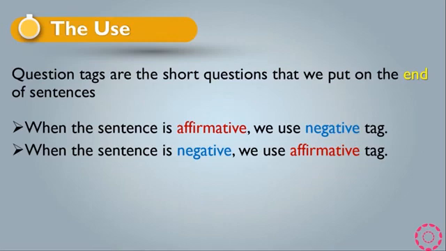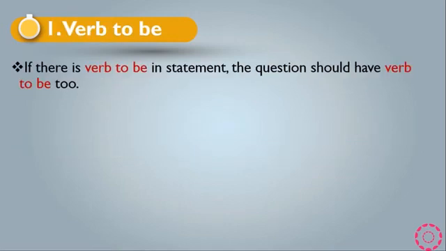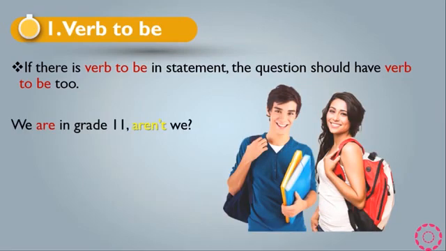First of all, we have the form of verb to be. If there is verb to be in the statement, the question tag should have verb to be too. So let's see how. For example, we have this picture. It says, we are in grade 11, aren't we? We are in grade 11 is the statement, aren't we is the question tag.